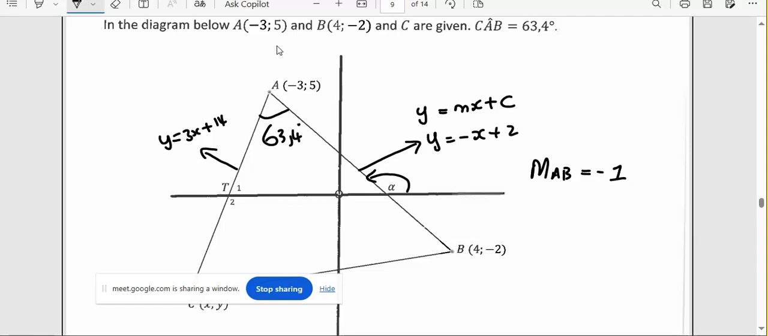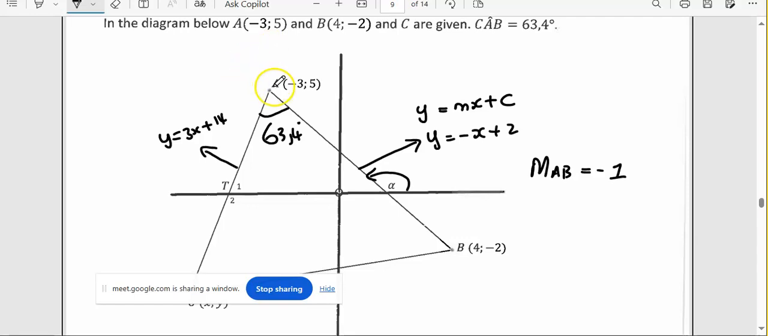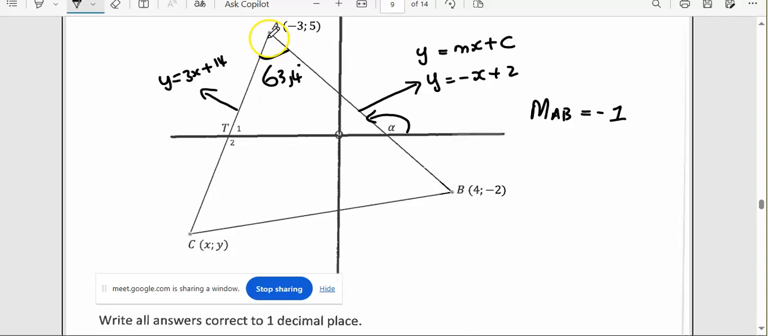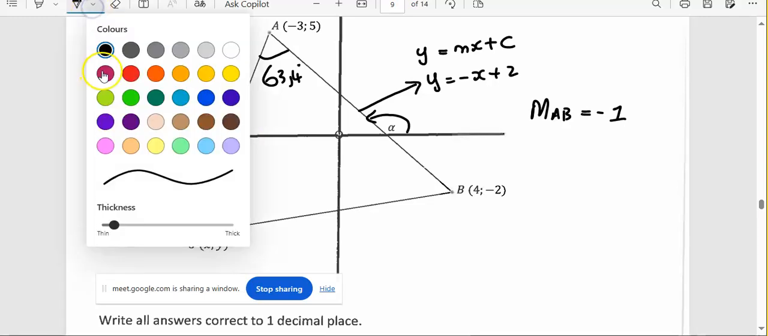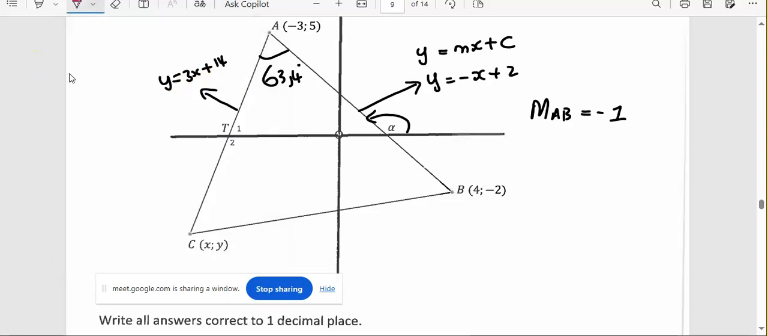Okay. You know what I'm going to do? I need to use the given angle to find angle T1. The first thing that I need on AC is the gradient of AC. And to find the gradient of AC, I can use the angle of inclination. Remember that we have this here. We said alpha is 135 degrees. So what I'm going to do is calculate this angle. Let's call this angle beta. Right. This angle will be 180.